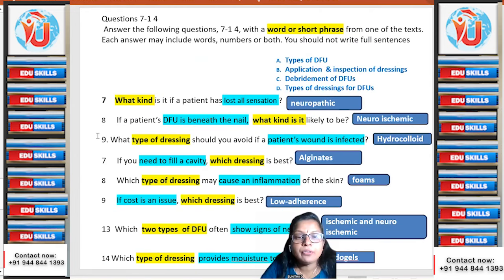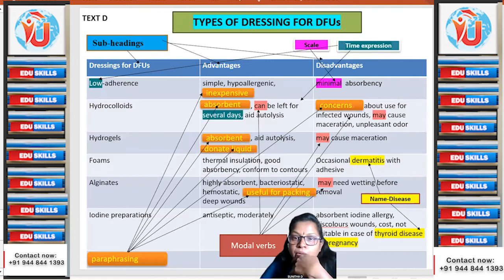Okay. If cost is an issue, again, it's in text D. So what is the key phrase here? Cost is an issue: silver impregnated, the last point, being a disadvantage. Low adherence. Inexpensive. If cost is an issue in the question, but in the text, see how they paraphrased it: inexpensive.